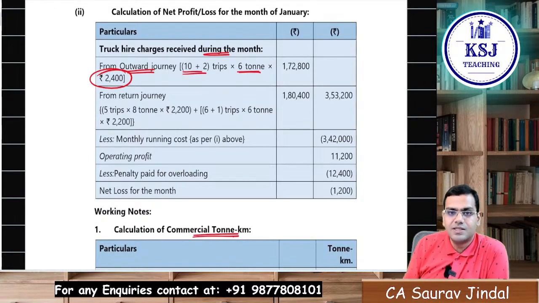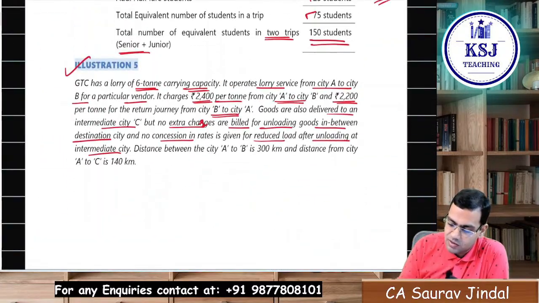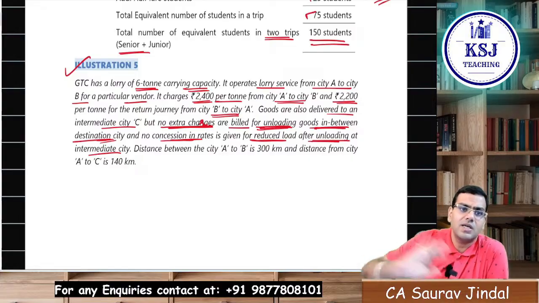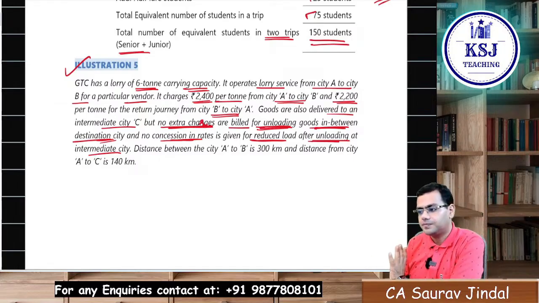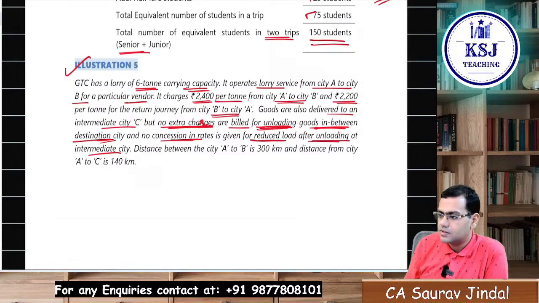You will charge it for 6 ton because it is clearly given in the question that even if you unload at C, the goods are delivered to C, but no extra charges are billed for unloading in between the destination city, and no concession in the rates for reduced load after unloading. It is irrelevant whether you are unloading or loading at city C. We are going to charge 2400 for A to B directly for your 12 journeys. Yes, correct Preeti. We will have to understand what weight is being carried by the lorry.